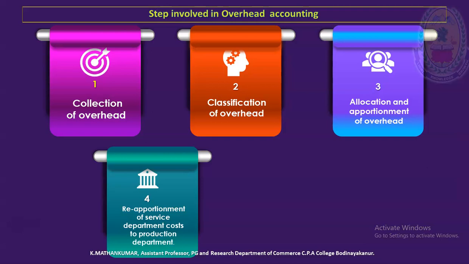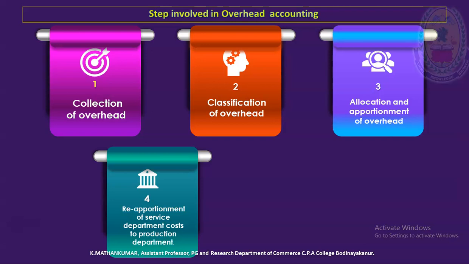Then the fourth step is reapportionment of service department costs to production departments. After the overhead has been classified between production and service departments, the costs of service departments are to be reapportioned to the production departments, which are benefited by their services. This process is known as secondary distribution. Any one of the following methods may be adopted for this purpose.